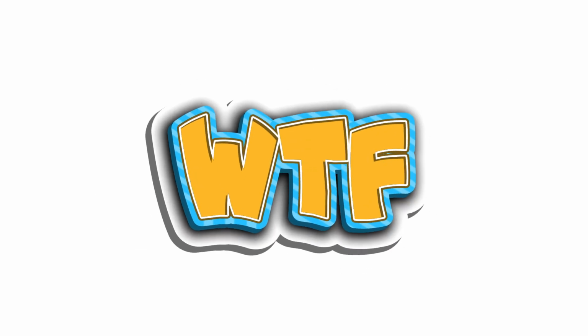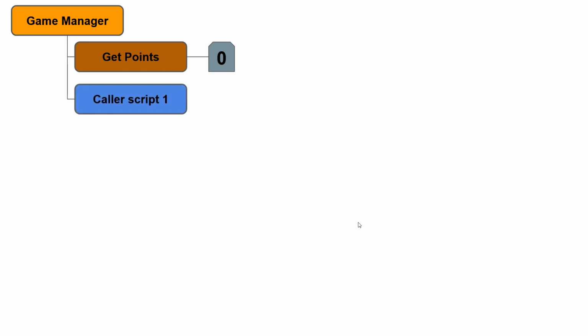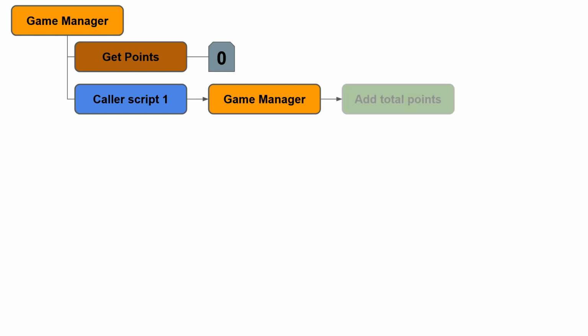So what's really happening here? What we are seeing is we've created an instance of the game manager. We're going to call this game manager 0. Then caller script 1 creates a new instance of the game manager. This game manager will be called game manager 1. It adds total points to game manager 1. So game manager 0 is not being updated because this is a different instance. They're kind of like identical twins. They look the same, but they are different objects.